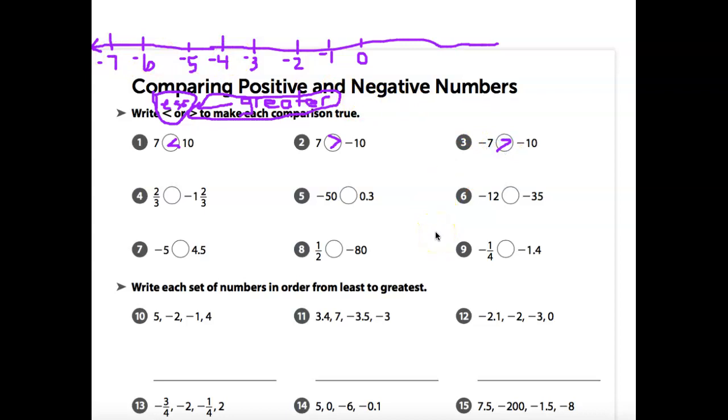All right, I'm going to let you do some of these. Let me look at a couple that might be tricky. Do you see this big 50? But it's negative. And this is 3/10, but it's positive.